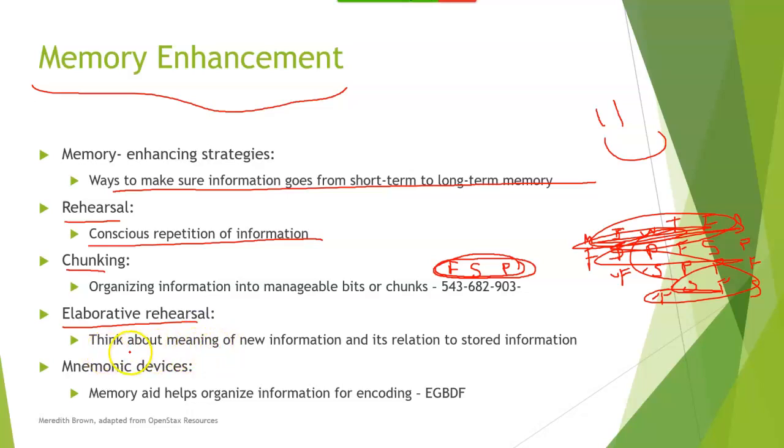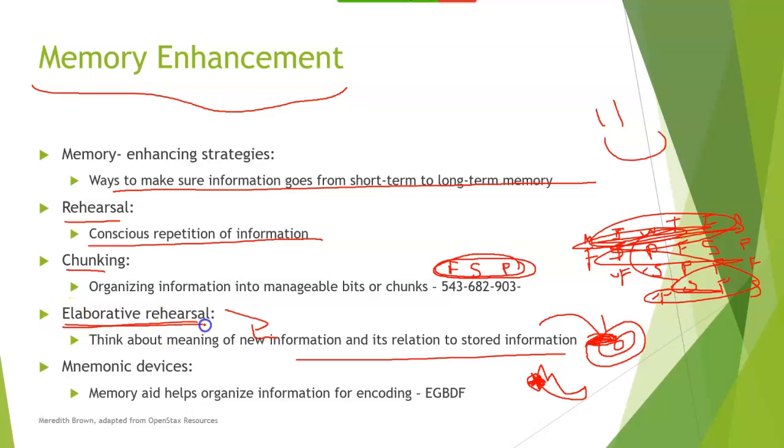Elaborative rehearsal, this is thinking about the meaning of new information and its relation to stored information. So this is kind of elaborating on it. You know, how did 9/11 affect my life? What was involved in 9/11? When was Pearl Harbor, and who were some of the soldiers that were there? Kind of giving meaning to new information can help you. That's elaborative rehearsal. Or even just tying it to other information you've learned.